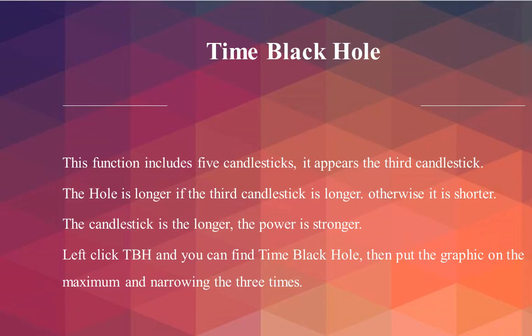This function includes five candlesticks. It appears at the third candlestick. The hole is longer if the third candlestick is longer; otherwise, it is shorter. The longer the candlestick, the stronger the power. So let's click TBH and you can find time black hole. Then put the graphic on the maximum and narrow it three times. Okay, then.